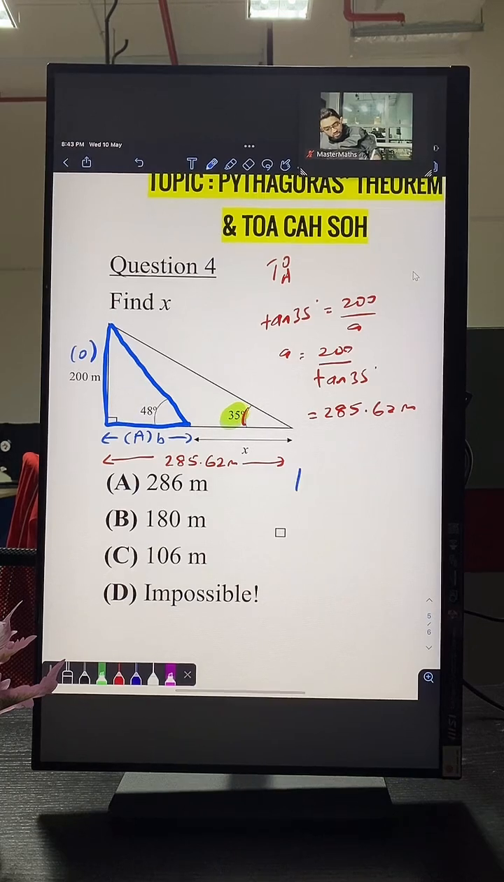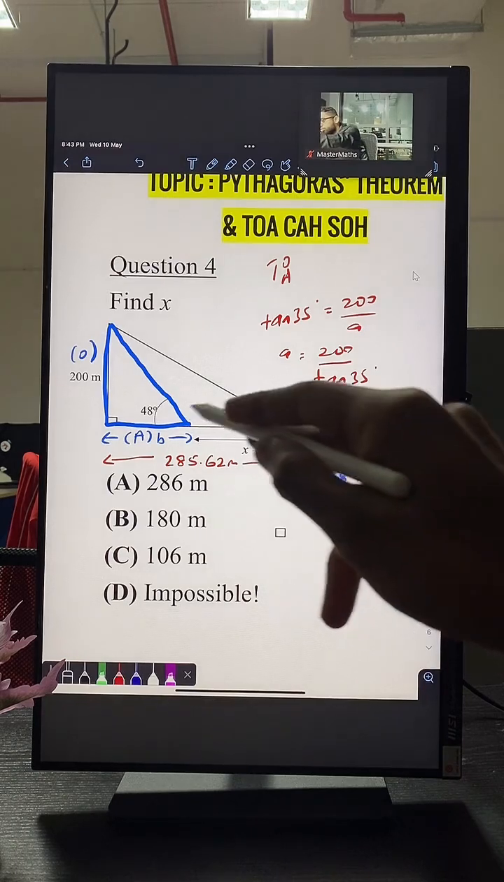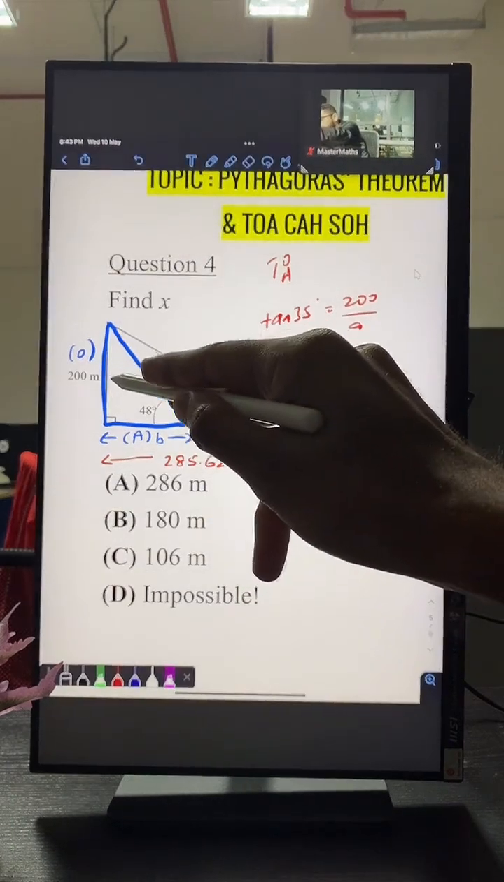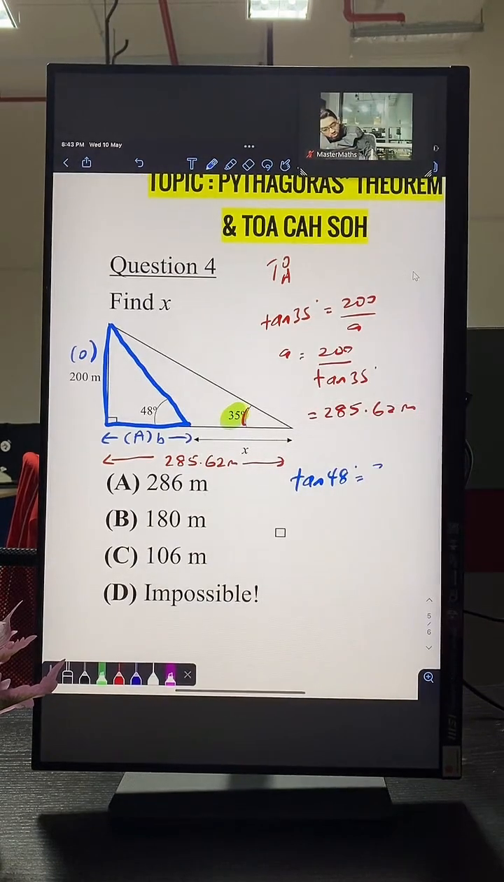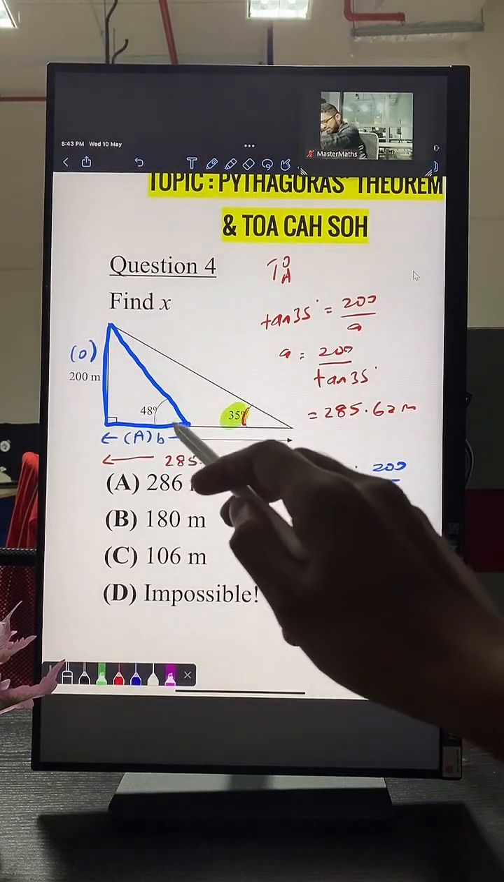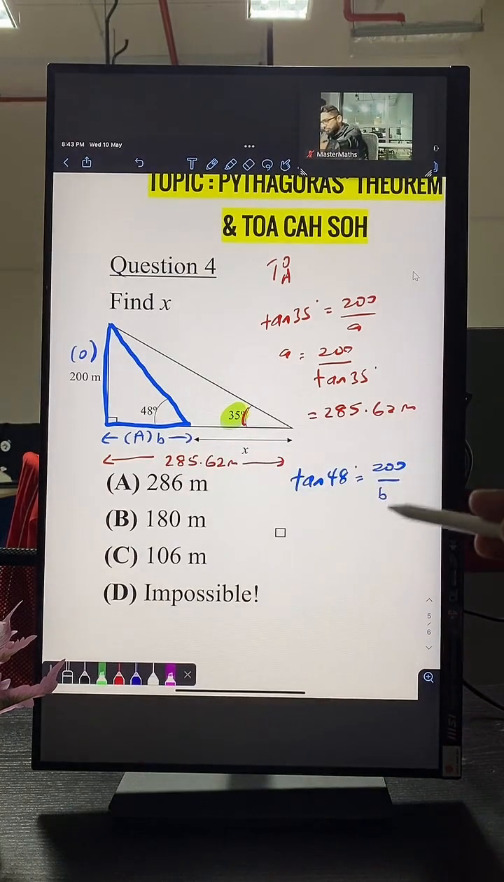So, focus on opposite and adjacent. So what we do is tangent now. Tangent 48 degrees. I told you all, after sine, cosine, tangent must be an angle here. So tangent 48 is opposite length over adjacent length. Okay, so what's opposite is 200. What's adjacent is that length B here, this short length here. Guys, the short length is length B. Okay, so how to find B?